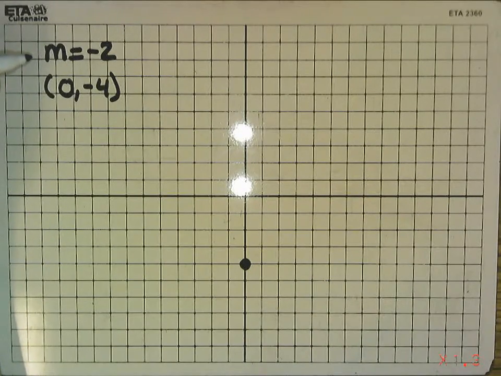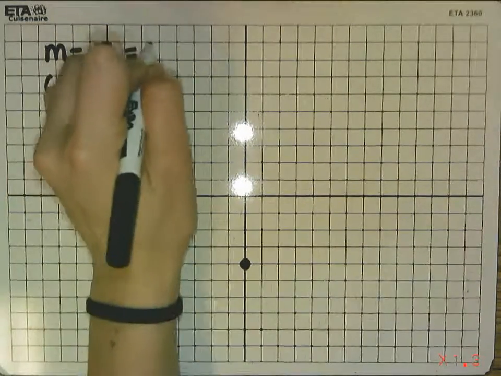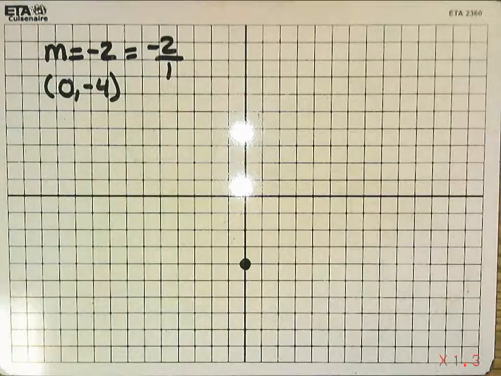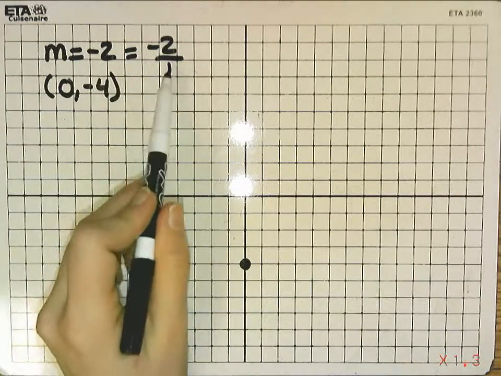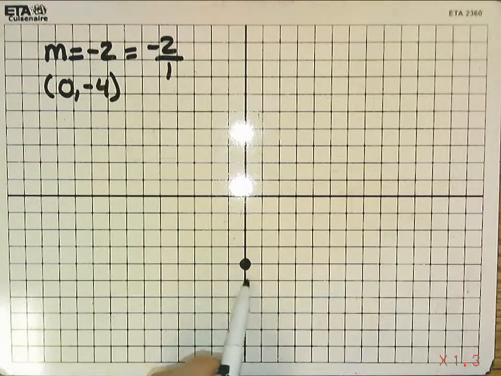So if you remember, slope is rise over run. So if I wanted to write negative 2 as a fraction, I could write it as negative 2 over 1. So this is my rise over run. So I'm going to rise negative 2. That means I'm going to go down 2 spaces. And I'm going to run positive 1. So that means I'm going to go over to the right 1. So that would be the next point on the line.